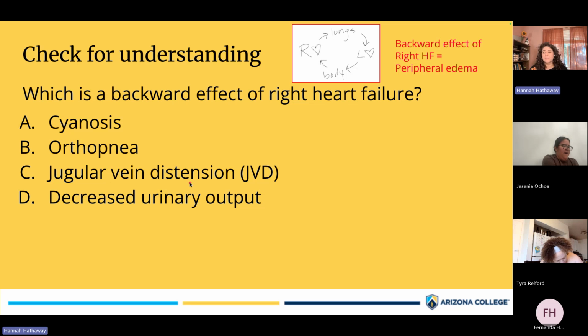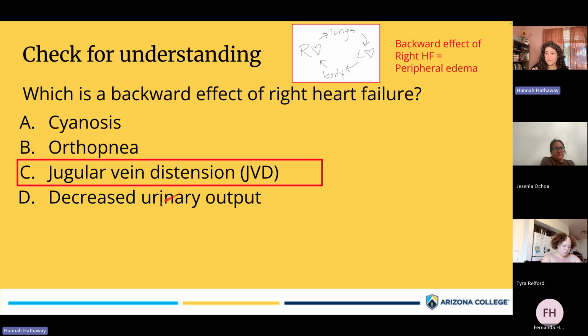Jugular vein distension. That's the jugular vein in the neck. So we're talking about extra congestion and fluid in the neck. That's not the lungs. So that's going to be our answer. And then decreased urinary output, that would be something to do with the kidneys. In this case, that's decreased perfusion of the kidneys. So it would actually be a forward effect of left heart failure.